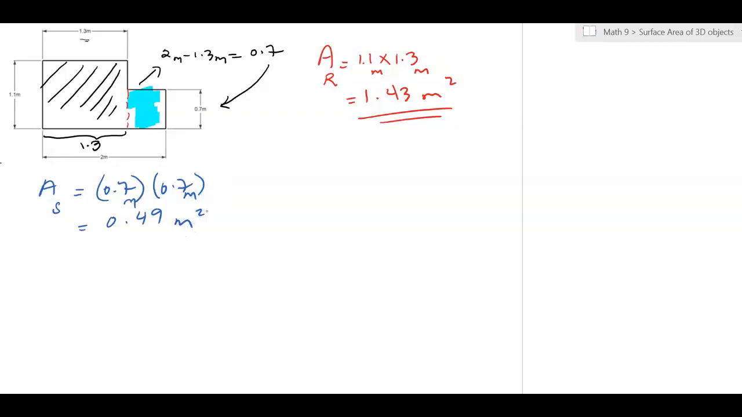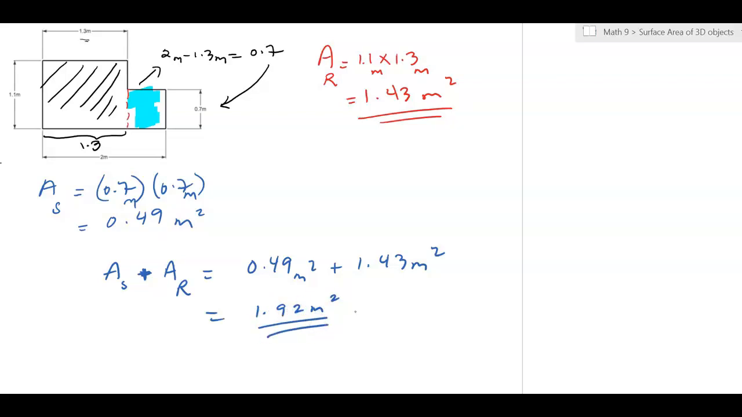And then the total will be the area of the square plus the area of the rectangle, and that's 0.49 meters squared plus 1.43 meters squared. Put them together and you get 1.92 meters squared. All right, that's basically it.